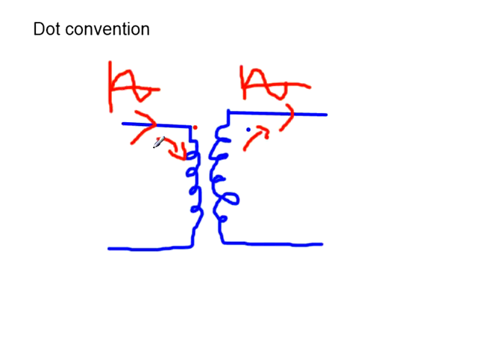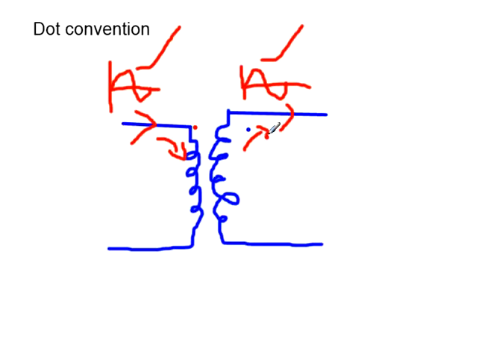So what it tells is, if both the dots are in this position, here the current is entering and here the current is leaving. So the currents are in phase. The primary and secondary currents are in phase.